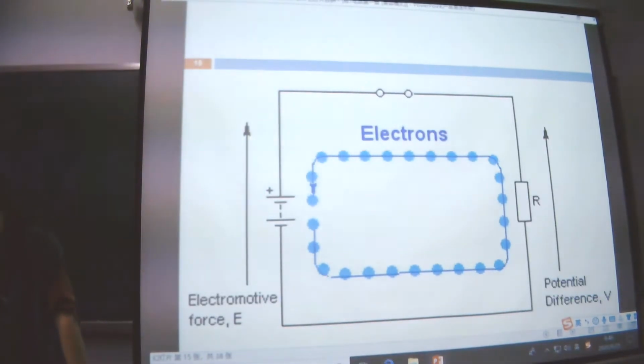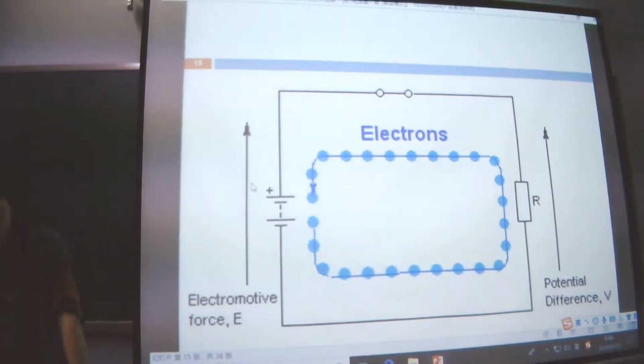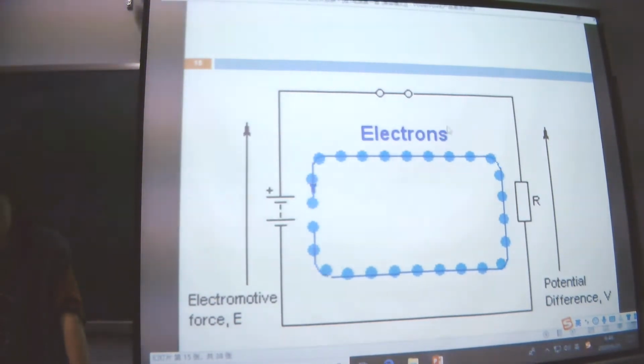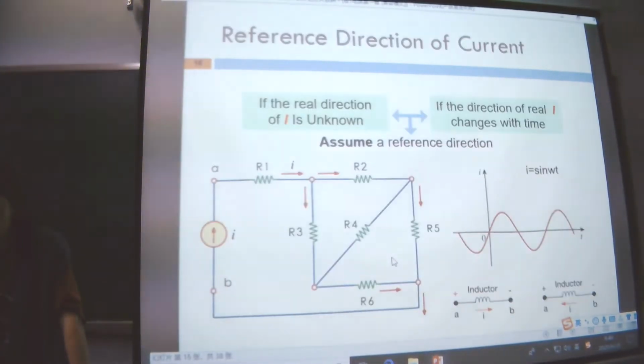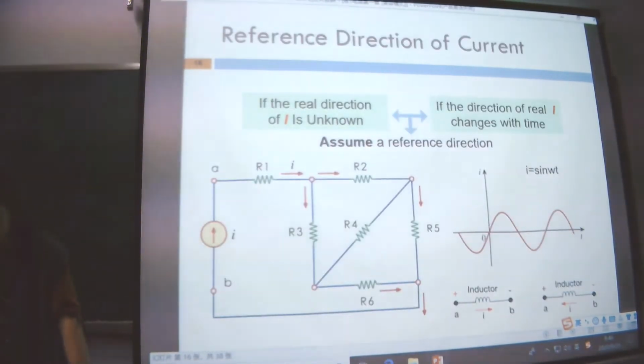Okay, this one is the move of electrons. You can see it here on the left-hand side. This one is the force, right? And we know the current moves from this side here, but the electrons inside move counterclockwise, right? Here we need to define the reference direction of current. You know, we have the real direction of current, but why do we need to define a reference direction of current?